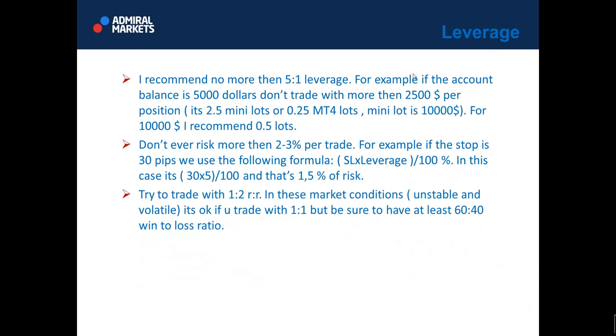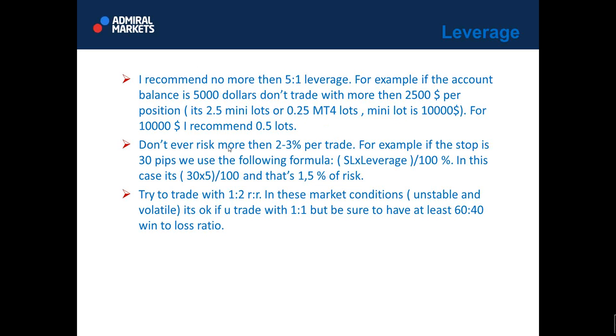Leverage. I can recommend no more than 5-to-1 leverage. And now read it on your charts. You can memorize this, you can print screen this, whatever, but use it because you will be safe. So, if the account balance is $5,000, don't trade with more than $2,500 per position. It's 0.25 lots. For $10,000, maximum, I can recommend 0.5 lots if you're using a stop loss of 30 pips.